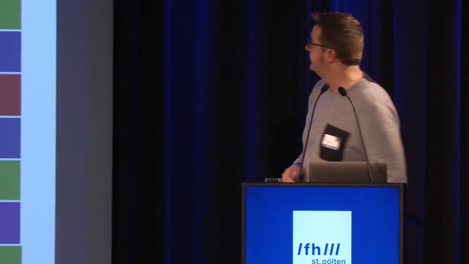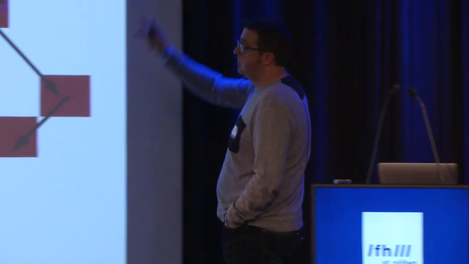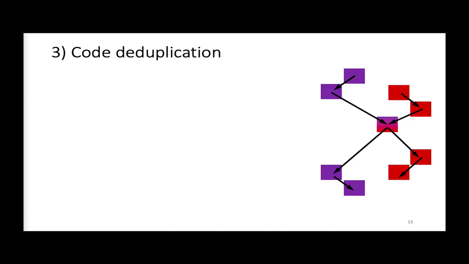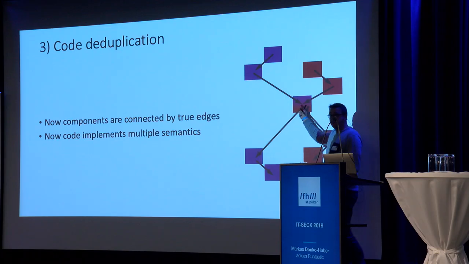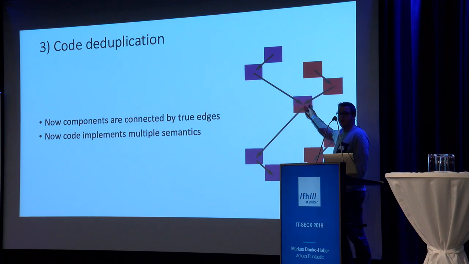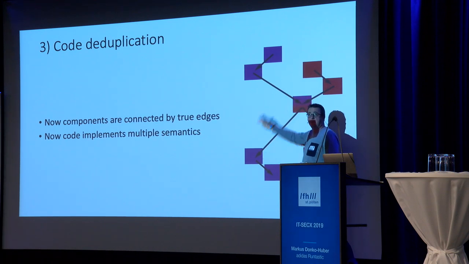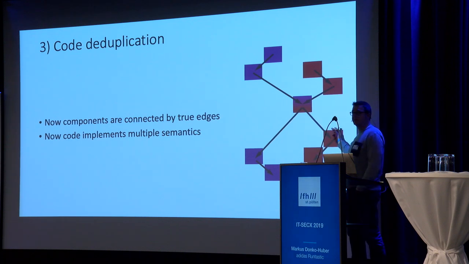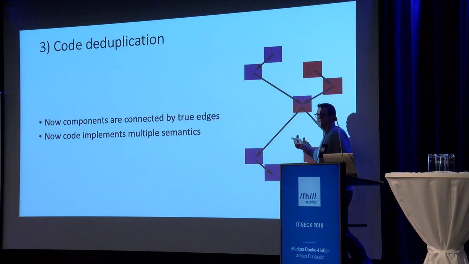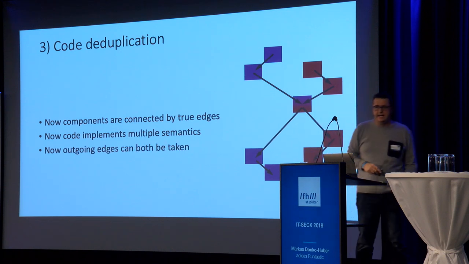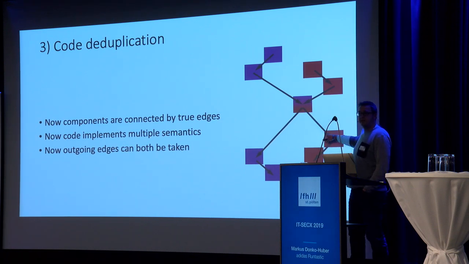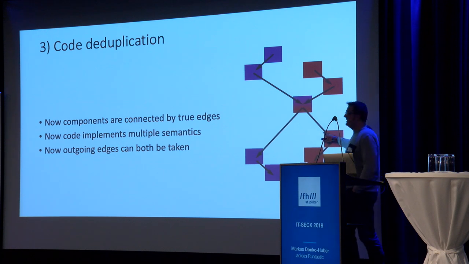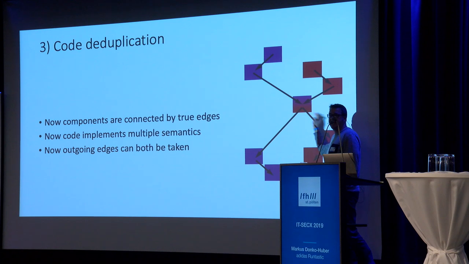Yeah. So if we do that, a disassembler might think that all these blocks are related and belong to the same function. Now the components are connected by true edges. This code implements multiple semantics. It implements part of the protection that was colored in purple and part of the protection that was colored in red. One of those might be the original application instead of a protection. Both of these edges can be executed. So an attacker cannot run the program multiple times and find out that only one of them can be executed and neglect the other one.